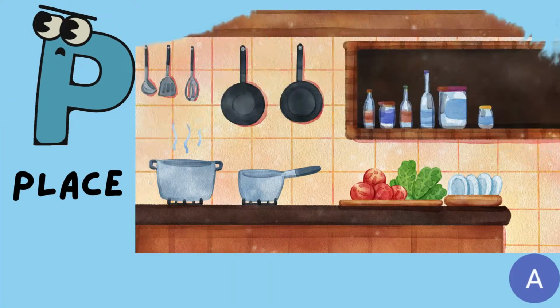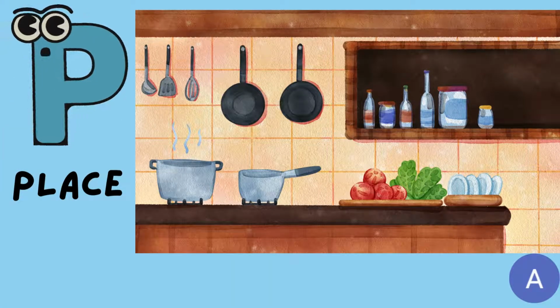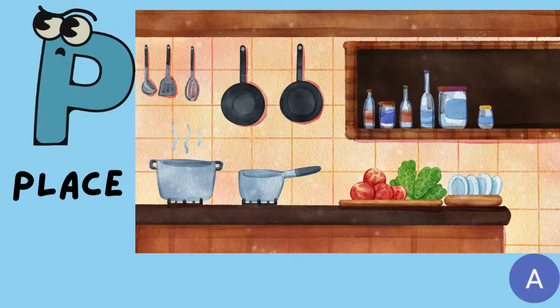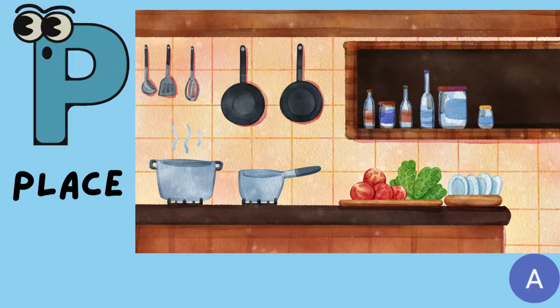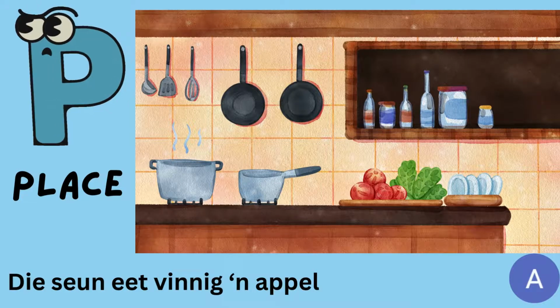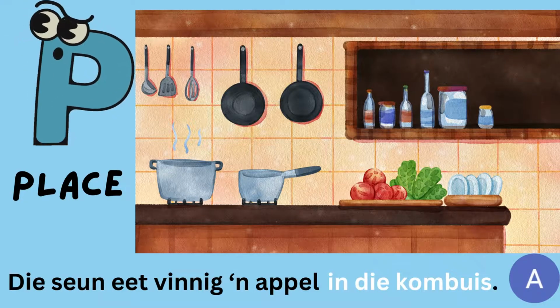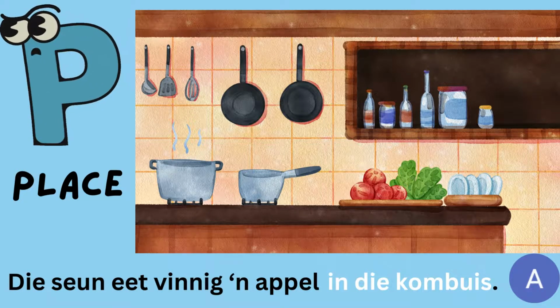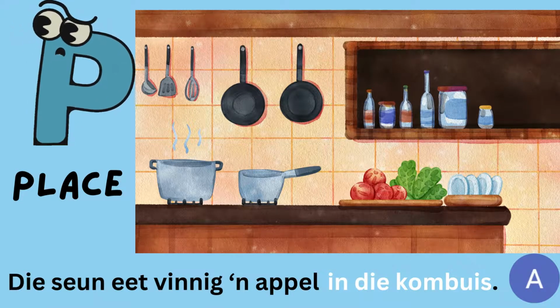P stands for place. It tells us where the action happens. In our example, "die seun eet vinnig 'n appel in die kombuis." So now we know the boy is eating his apple in the kitchen.